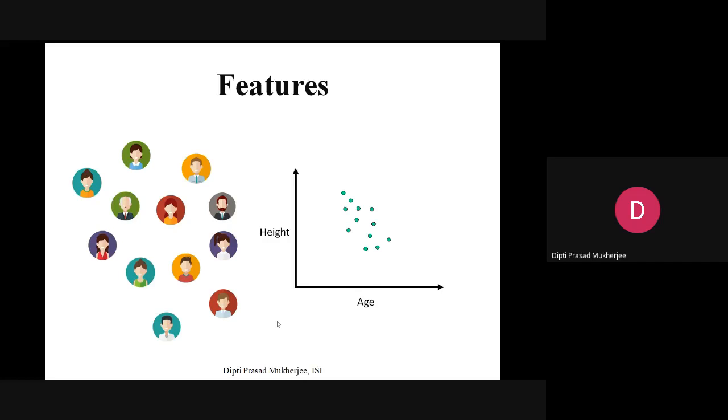You can use two features. For example, in this example, I have used height and age, and therefore these points are representations of these persons in a height and age space. Is this understandable? Yes, sir. So what do these green dots represent? Feature points in 2 dimensions.